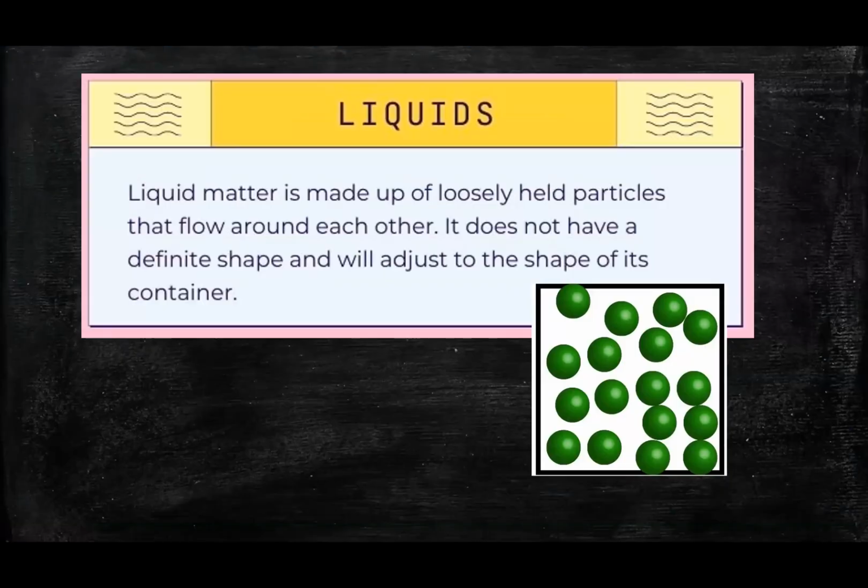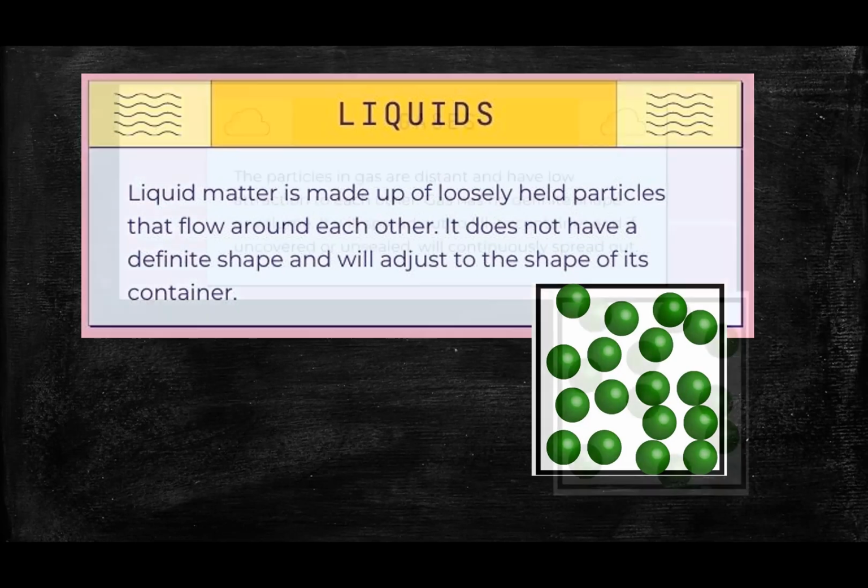Now, the liquid phase or the liquid state, we have loosely held particles that flow around each other. It does not have a definite shape and will adjust to fit the shape of the container. So then the ice that's melted and is now water will become circular if the glass is cylindrical and has that circular shape. And all because the particles are loosely held together and can flow around each other.